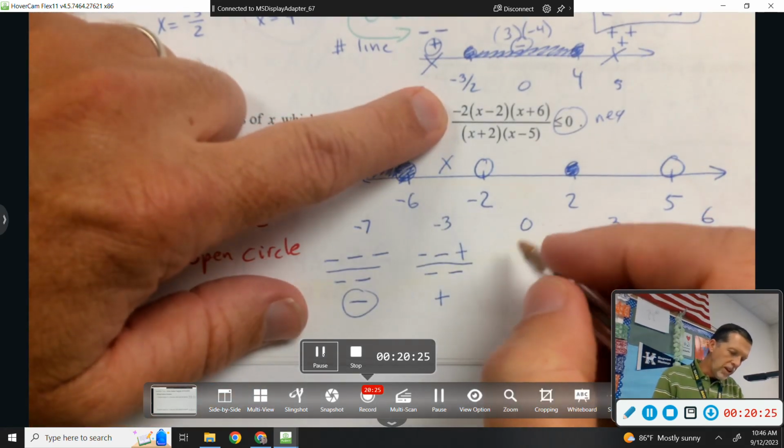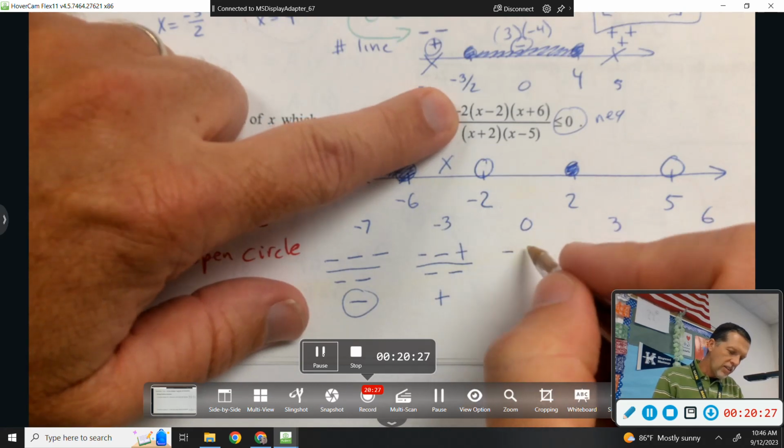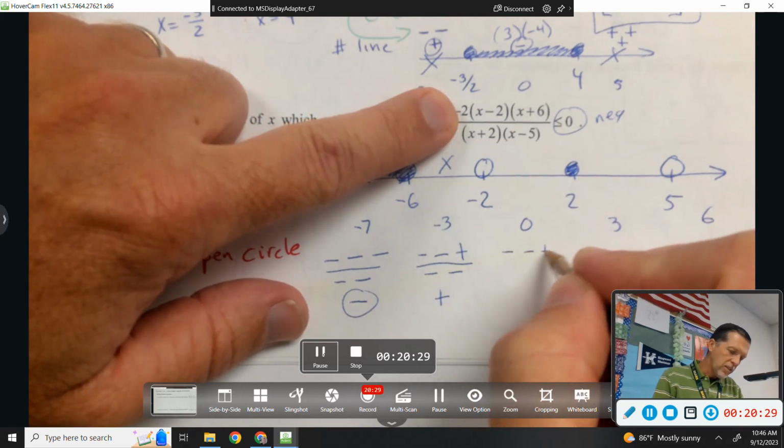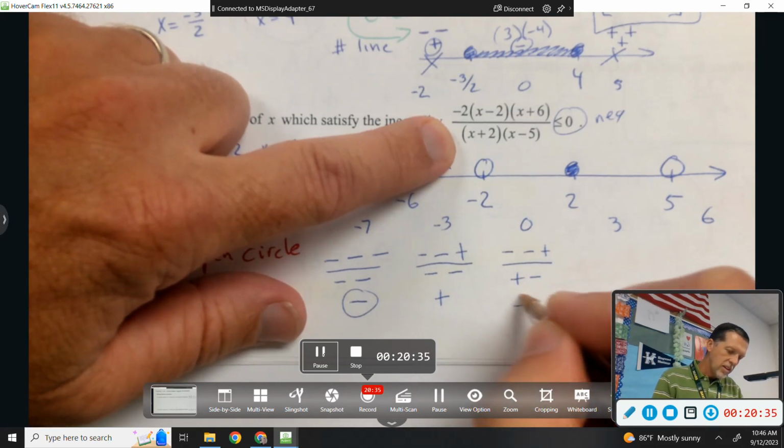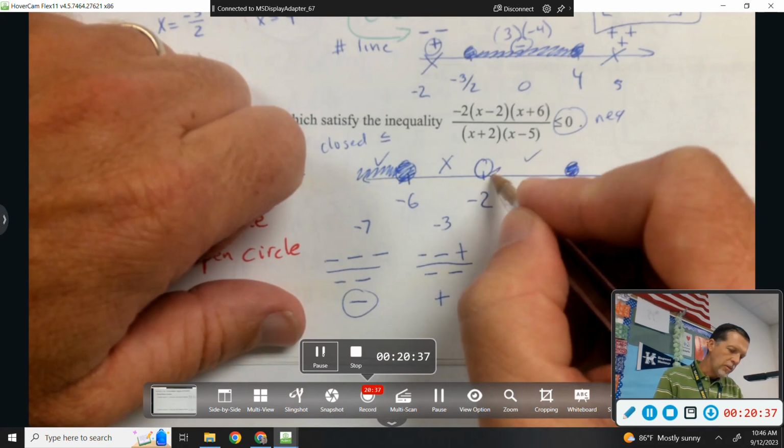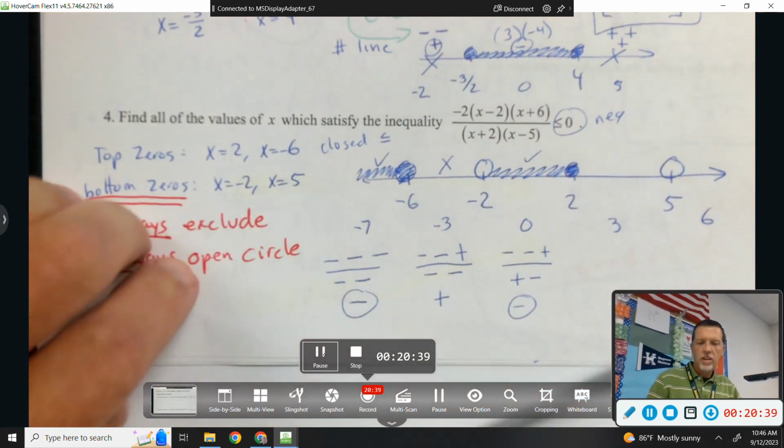0 should be easy to check. Negative times positive over positive times negative. So that's negative. I do want it to be negative, so that works.